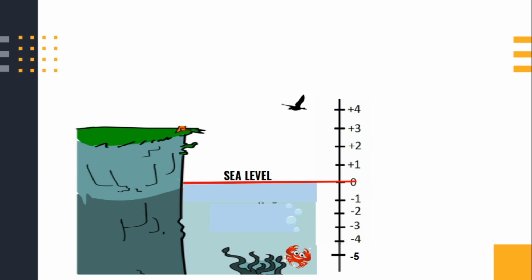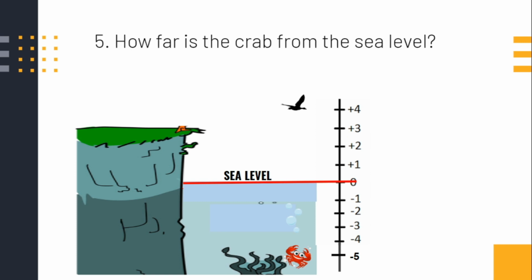Number 5. How far is the crab from the sea level? So, yung crab naman yung tinatanong, gaano daw siya kalayo sa sea level? So, if eto yung sea level natin, gaano siya kalayo? So, we have 5 units or 5 feet. Okay? So, meron tayong 1, 2, 3, 4, 5. So, 5 units or 5 feet siya kalayo sa ating sea level, yung ating crab. Okay? But if I'm gonna ask you for the representation of the crab sa ating number line, that's negative 5. Pero kung itatanungin natin kung gaano siya kalayo doon sa ating sea level, that's 5 units or 5 feet.